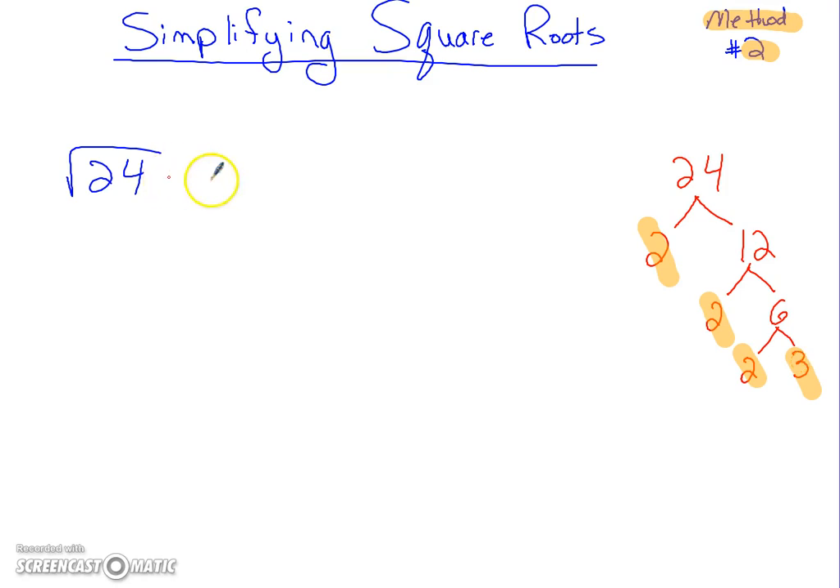So the square root of 24 is the same thing as the square root of 2 times the square root of 2 times the square root of 2 times the square root of 3. And again, if you multiply these together, it will equal the square root of 24. Here's what you want to do after you break it down to prime numbers: look for any pairs that you see. Notice I have a pair of square root of 2's.